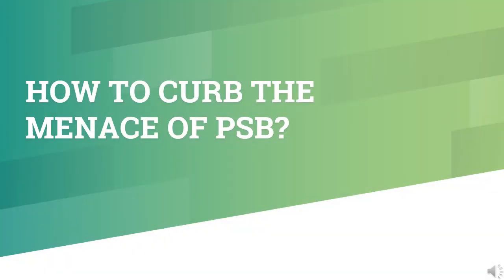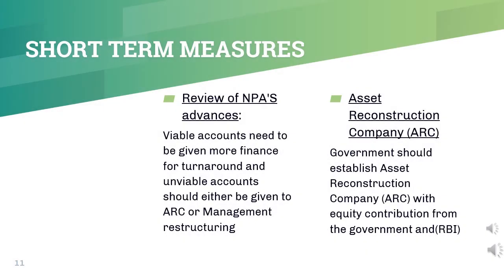Now let's see how to curb the menace of NPAs in public sector banks. Short-term measures: review of NPA advances. We need to assess viability case by case. Viable accounts need to be given more finance for a turnaround, and unviable accounts should either be given to an asset reconstruction company, or go for management restructuring, or banks should be permitted to take over the units.